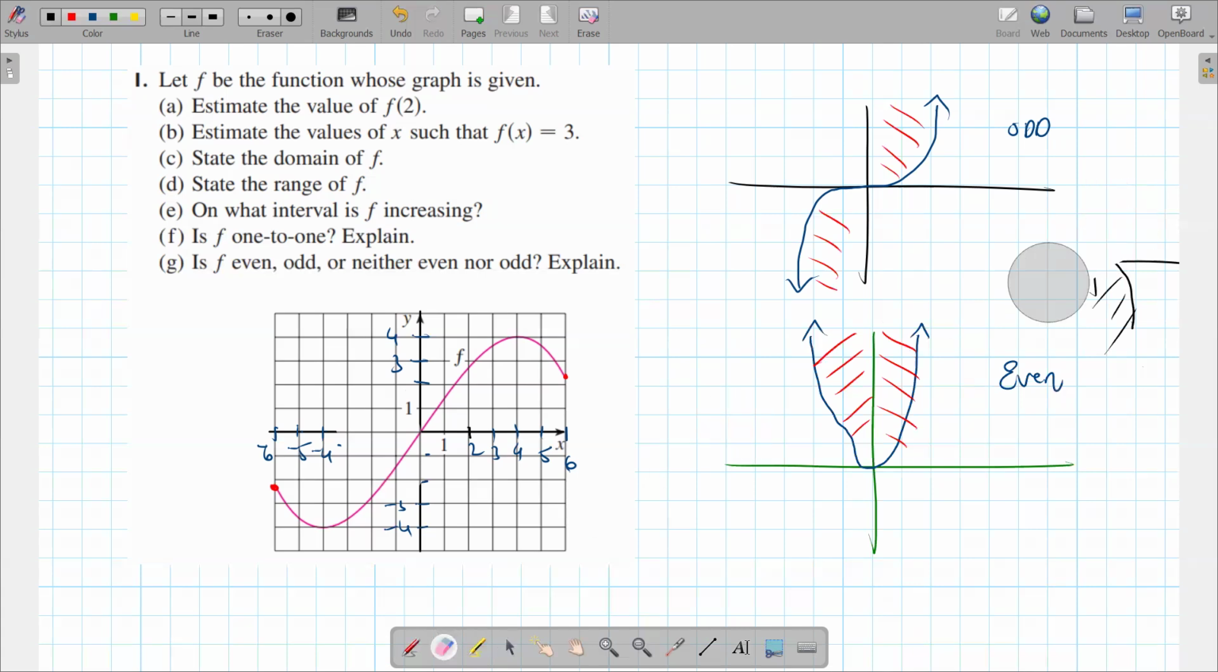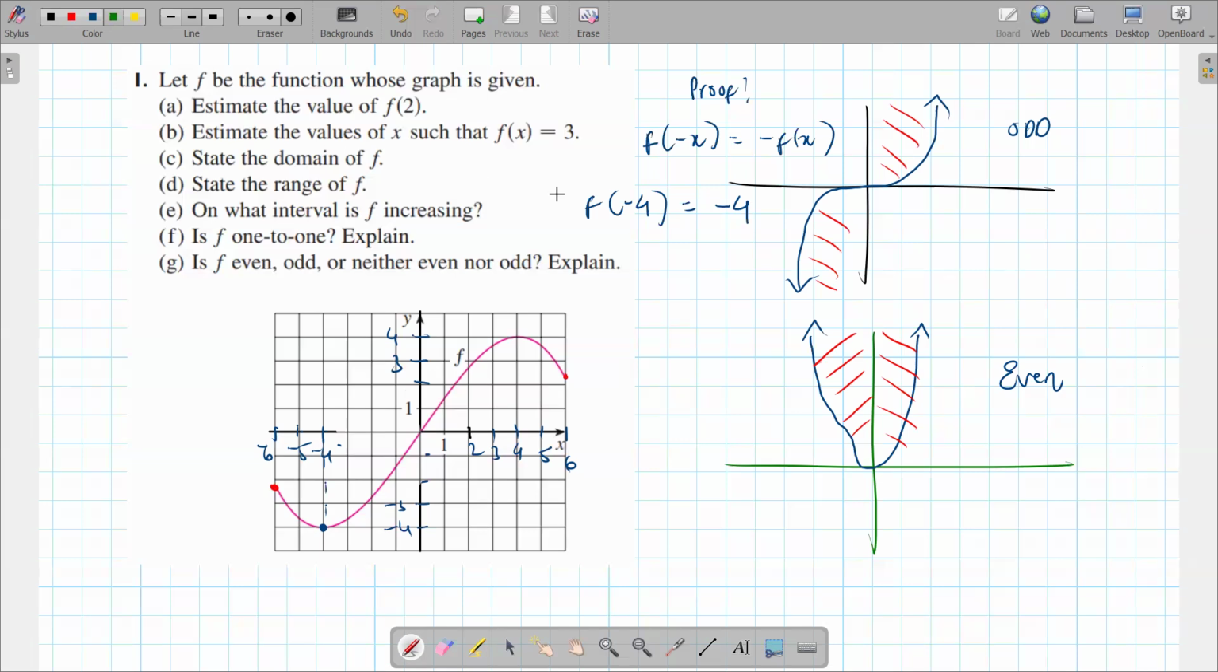So is this function odd, even, or neither? What do you think? Odd. It's odd. If they ask you to prove it, here's the formula for odd. To prove it, what you have to show is that f of minus x is negative f of x. Here's what I mean. Let's find f of -4. What's f of -4? It's -4. The x value at -4 is -4.